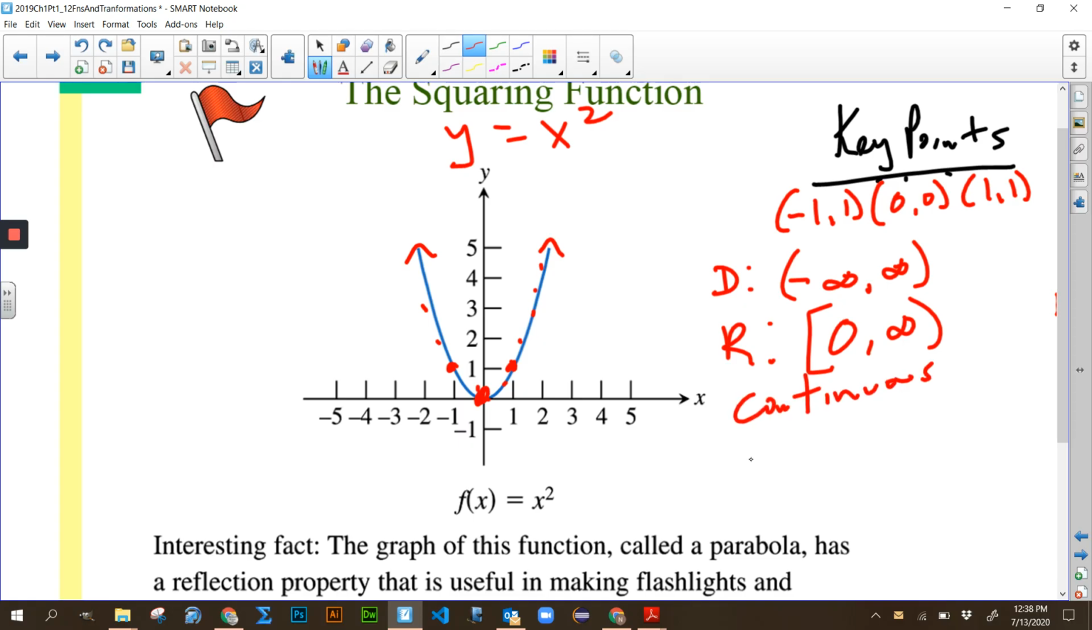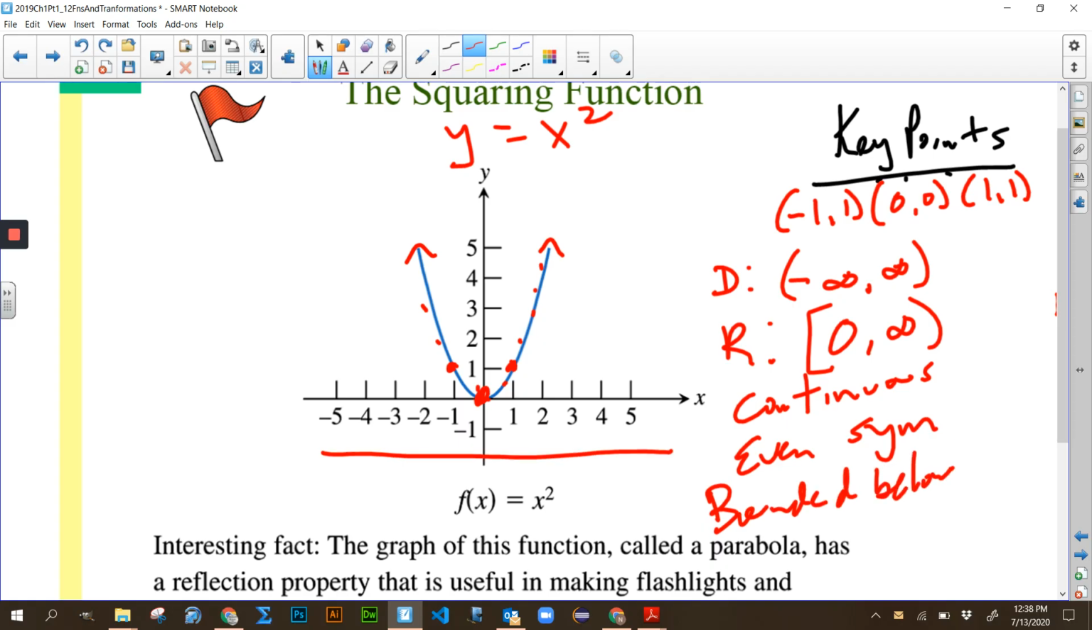All right. It has an even symmetry because it's reflected over the y-axis. It is bounded below because we can draw a horizontal line underneath it and it never touches the graph. I forgot to do that one on the last one. The last one is not bounded.